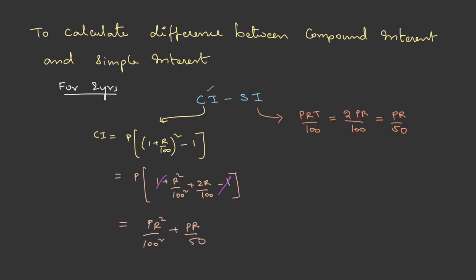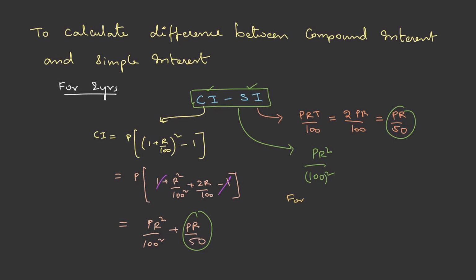Alright, we got compound interest and we got simple interest. We just need to subtract. So when we do that, this quantity will be cancelled with this. So we are left with PR square by 100 square. This is the answer for 2 years.